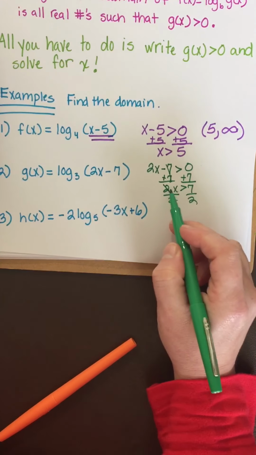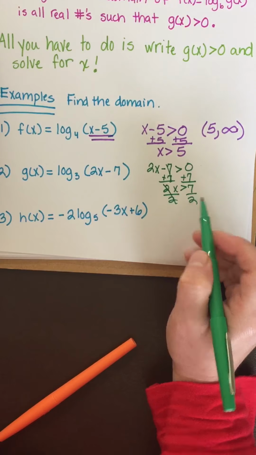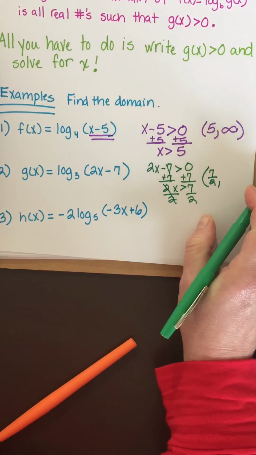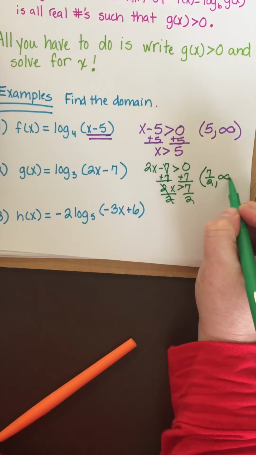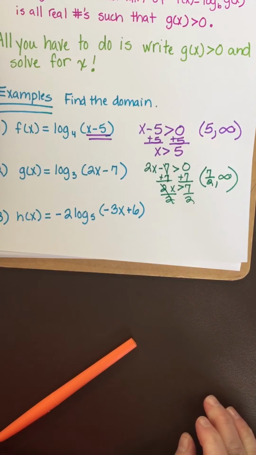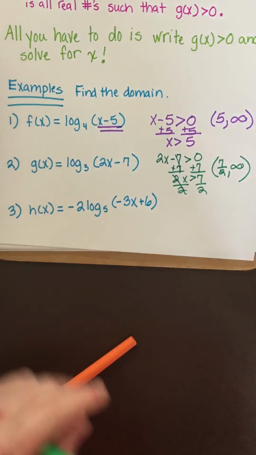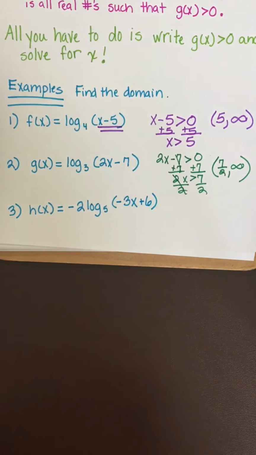So all the numbers bigger than 7 halves. So I will start at 7 halves, and I will go up to infinity. And that's it. All right, the last one is a little tricky, but not too bad. You guys totally can do this.